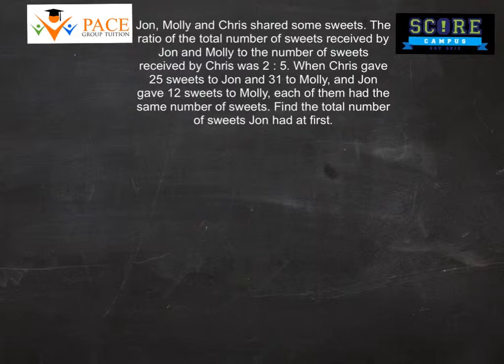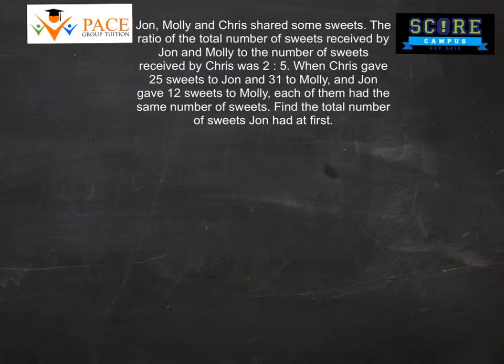So here we go. John, Molly and Chris shared some sweets. The ratio of the total number of sweets received by John and Molly to the number of sweets received by Chris was 2:5. When Chris gave 25 sweets to John and 31 to Molly, and John gave 12 sweets to Molly, each of them had the same number of sweets. Find the total number of sweets John had at first.